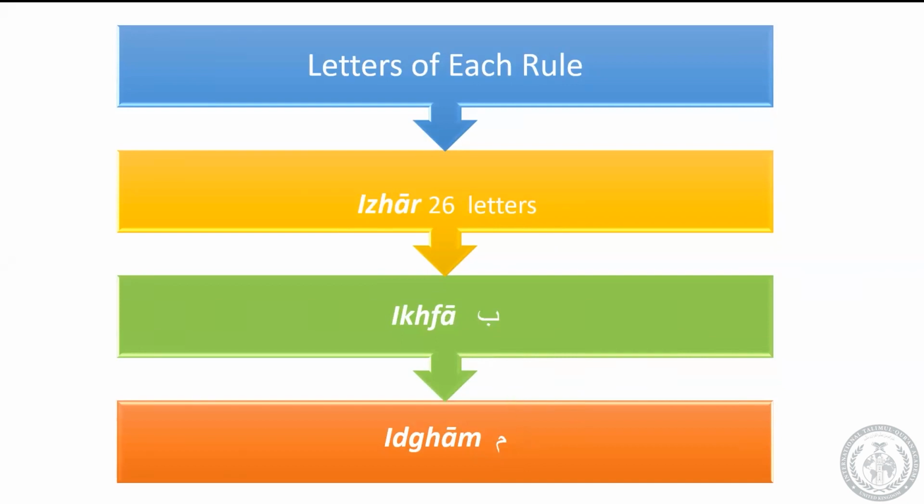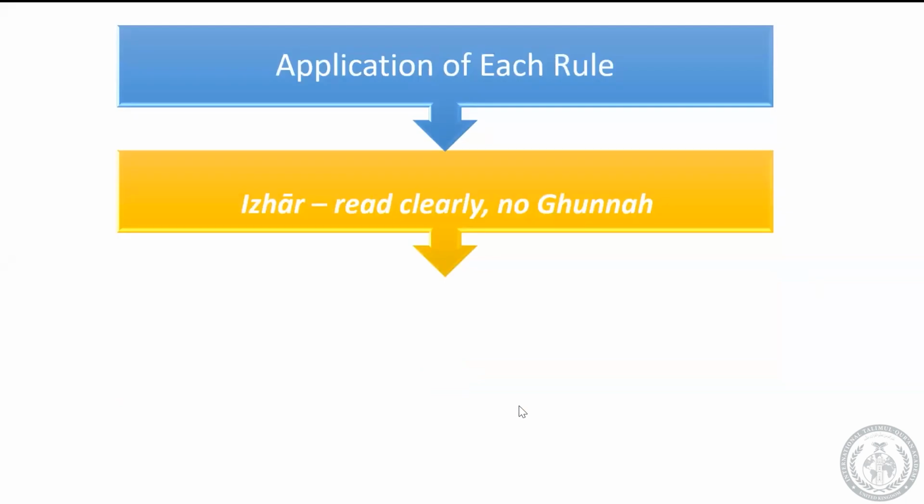Whether it's nun sakin or mim sakin, for the idgham to take place, the next letter is going to carry the sign of shadda. And that's why we say strong gunna. Right, let's have a look at the application of the rules. We said for izhar, we're going to read clearly. If I say, what are we going to read clearly? The next letter, the letter that comes after mim sakina or mim sakina itself, you're going to say, we are going to read mim sakina clearly.